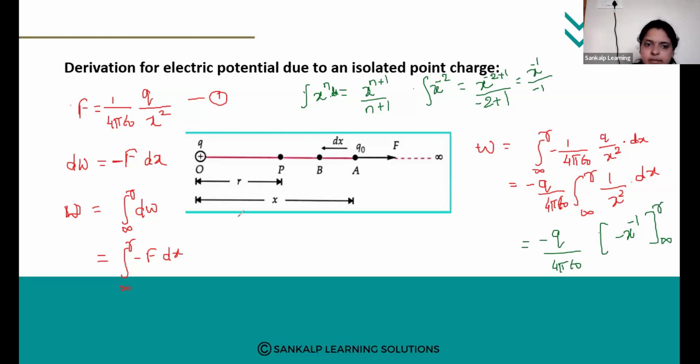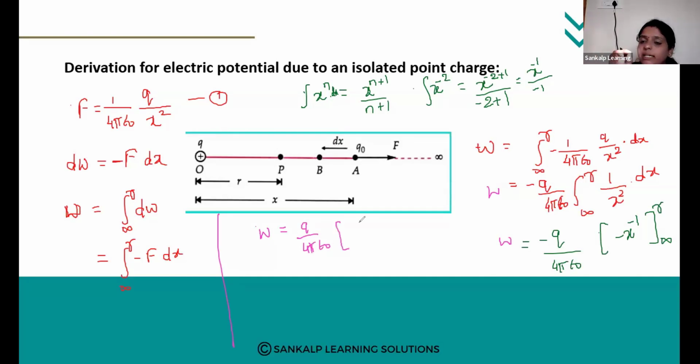Okay, here I am writing. See here, students. So work done is equal to, what is there? Minus into minus: inside the bracket there is one minus, and here there is a minus. So minus into minus, what will it be? It is plus. Okay, so therefore it will be q divided by 4 pi epsilon naught inside the bracket.